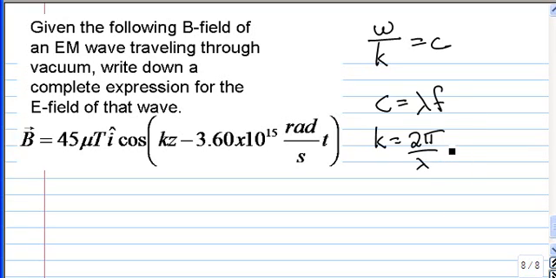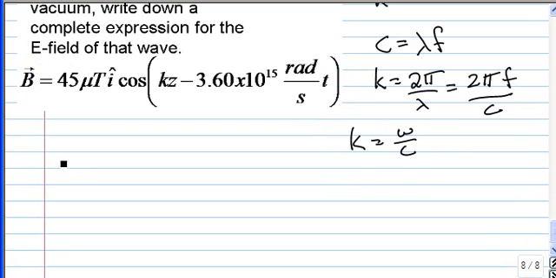So what we can do in that case is write this as 2 pi times f over c, and we can calculate the k from this. Now 2 pi f happens to be omega, and so once again we get the fact that k is equal to omega over c. So let's go ahead and just put in the numbers and solve for this.